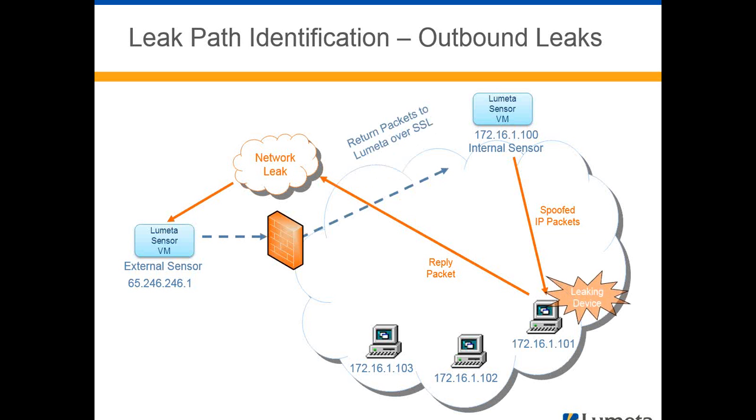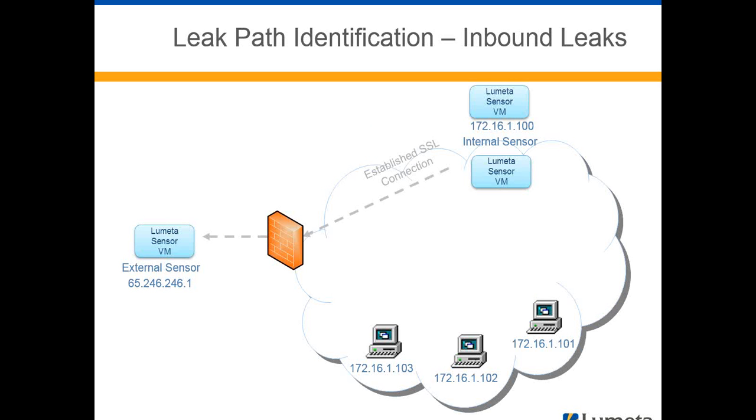Outbound leak identification uses the IP address of an external leak sensor as the spoof source address. If a host can respond to this spoofed address, the host is considered leaking. Inbound leak identification uses the same methodology as outbound leak detection, except the role of the spoofing sensor is reversed. The external sensor is passed an internal IP address collected during host discovery via SSL, and the external sensor uses it as the source address for testing connectivity inbound.